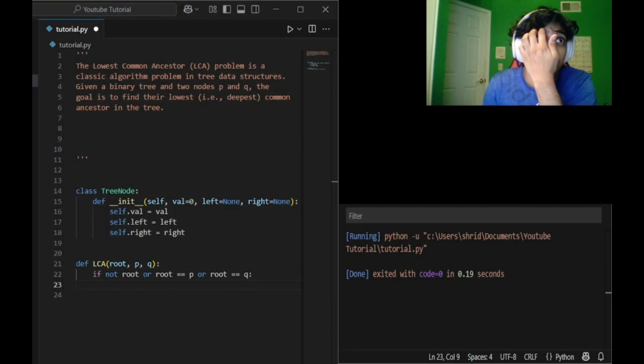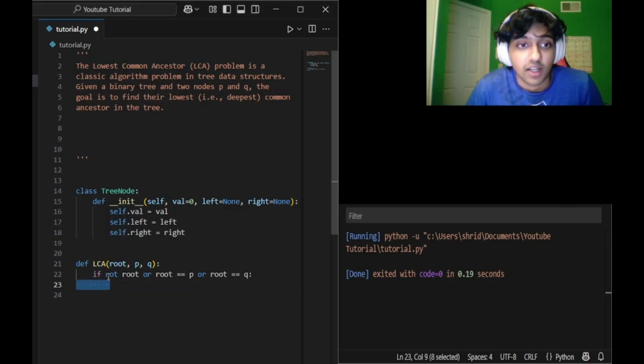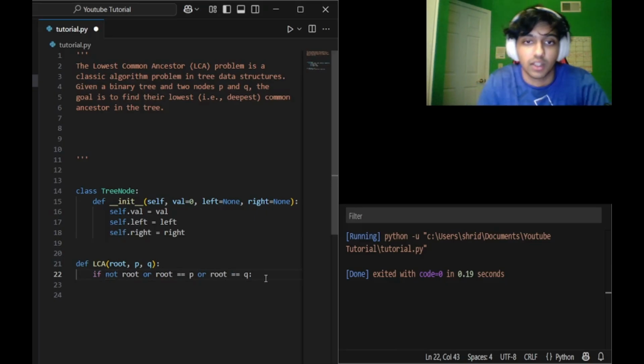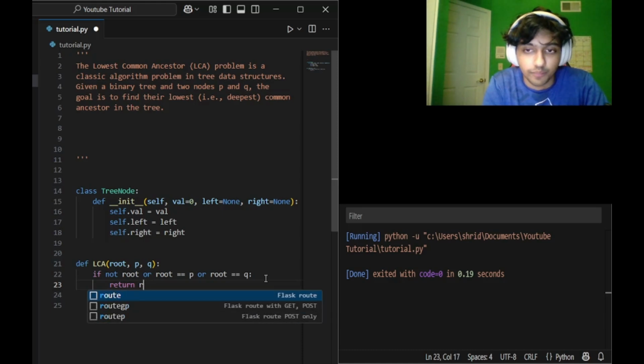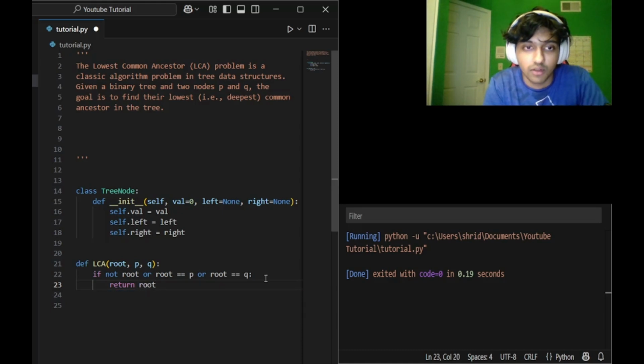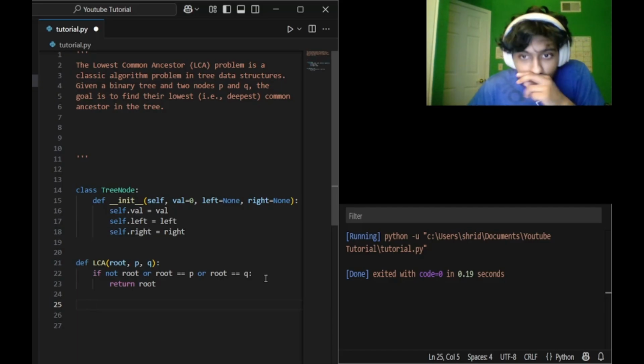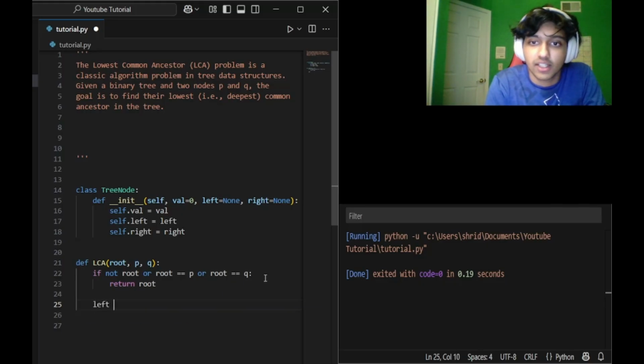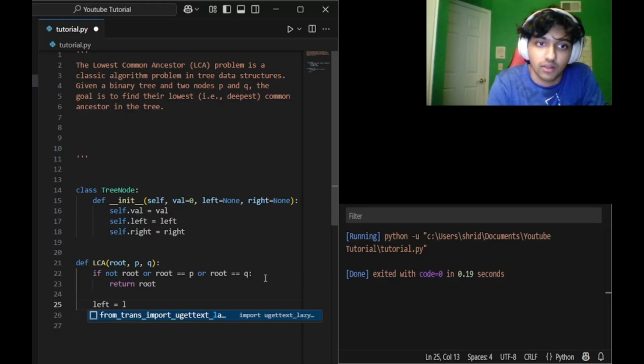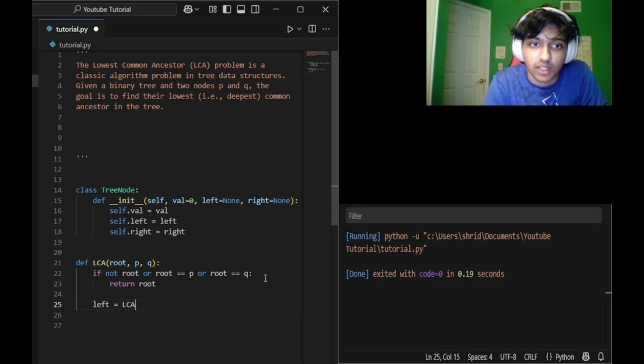So we're going to be starting by saying if not root or root is equal to P or root is equal to Q, we're just going to be returning the root. So now what we're going to be doing is, like I mentioned, we're going to be searching the left and right subtrees of the root. So we're going to be doing this recursively.